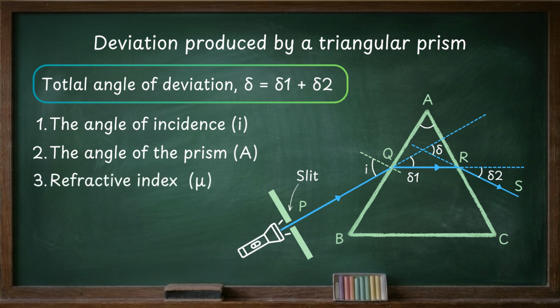Factor 3, the refractive index, mu, of the glass material. Different materials bend light differently. But wait, there's a hidden rule embedded in Factor 3. The refractive index of glass depends directly on the color or wavelength of the incoming light. Because of this, the final angle of deviation also changes depending on the color of light you shine through it.